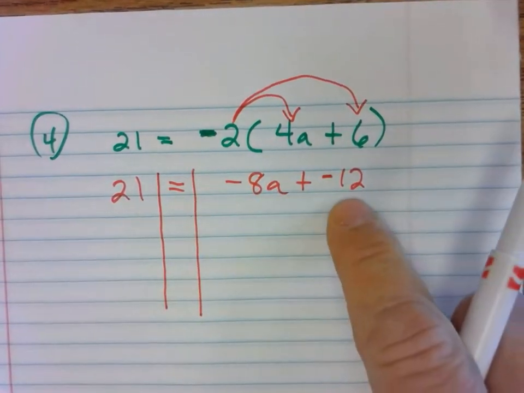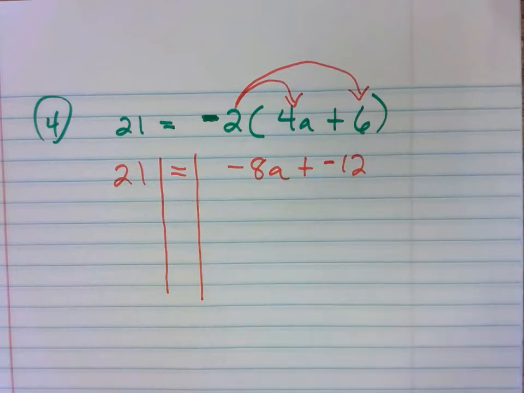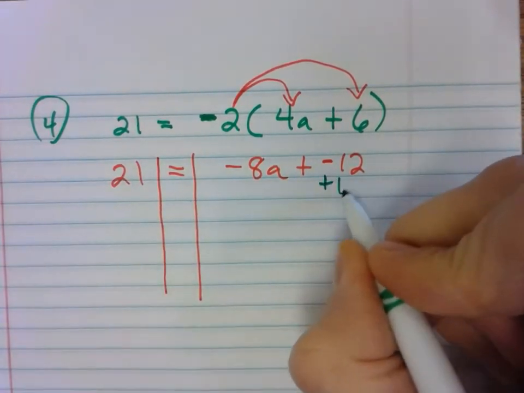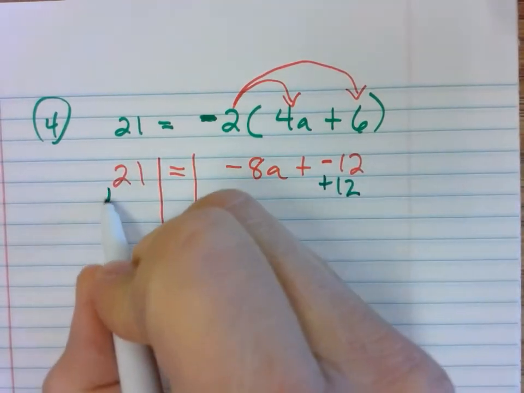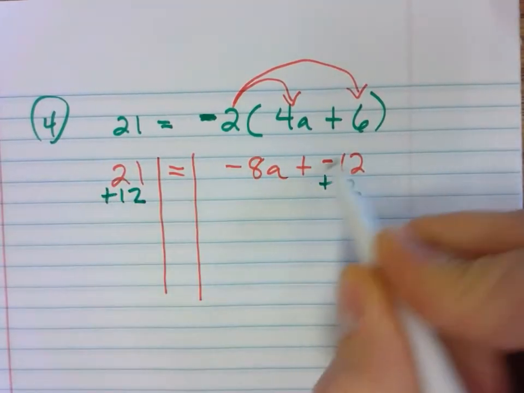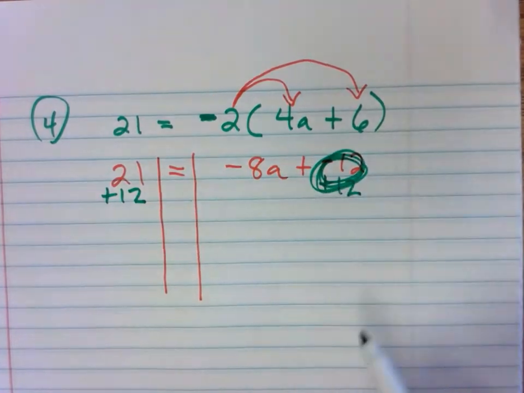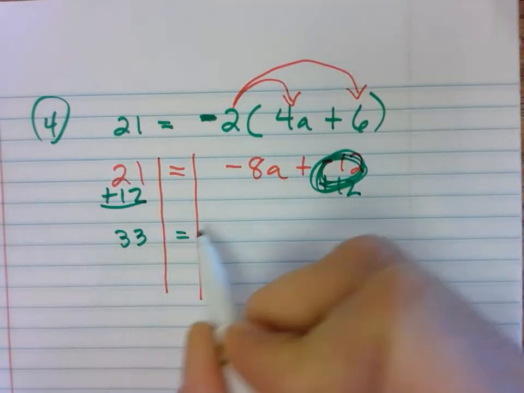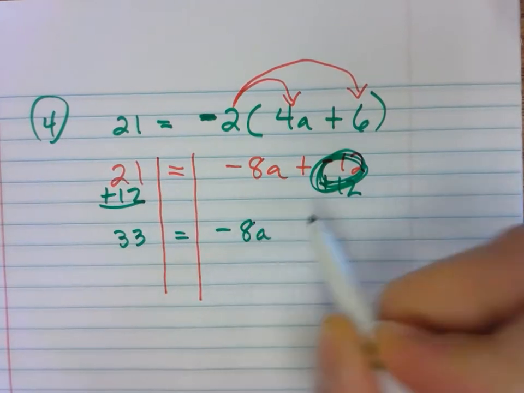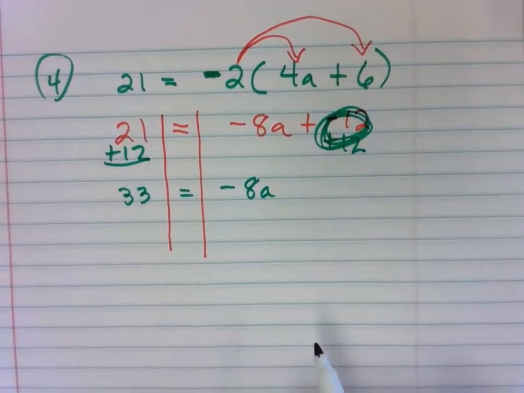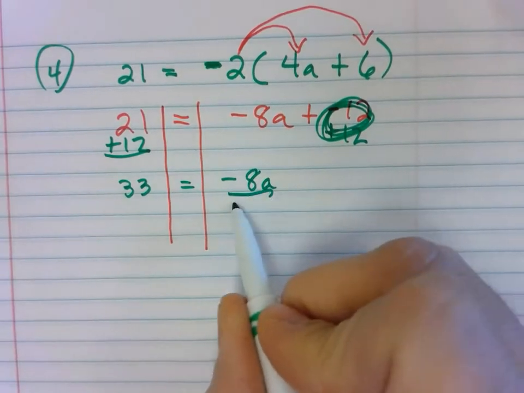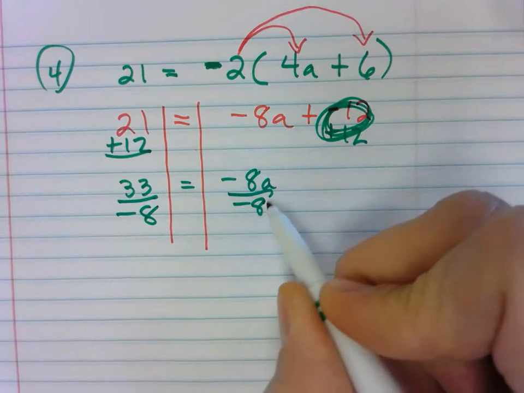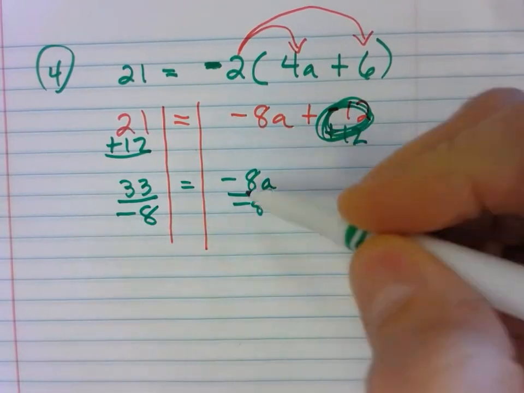So my constant here in this problem is negative 12. And to cancel out a negative 12, of course, I am going to add 12. So I'm going to add 12 to that one, and I'm going to add 12 to that one. These, of course, make a 0 pair. I'm canceling them out. 21 plus 12 is 33 equals negative 8a. All right. Now, I'm going to divide by negative 8 on the left and the right. Okay, so whatever I got to do over here on the right side, I got to do the same thing on the left side.